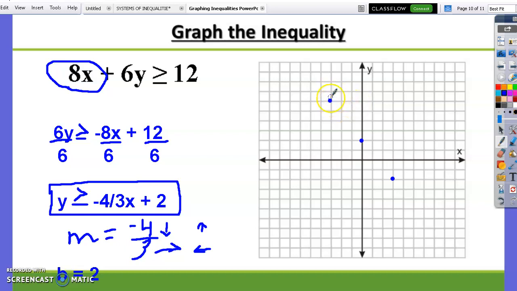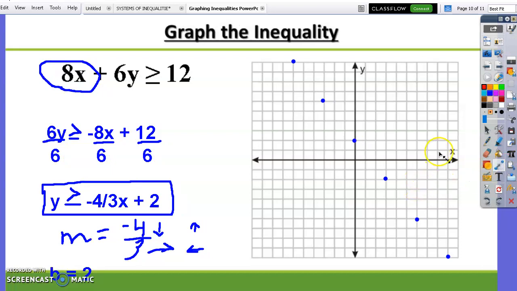You could continue that process. I could go up 4 more, 1, 2, 3, 4, and to the left 3. From here I could go down 4 more, 1, 2, 3, 4, and to the right 3. So you could continue if you wanted to, just to have a straighter line if you're doing this freehand. I have a computer's help, so my job is a little bit easier. So we're going to connect these dots with a solid line because there's a line underneath it. So the line is included in our solution.